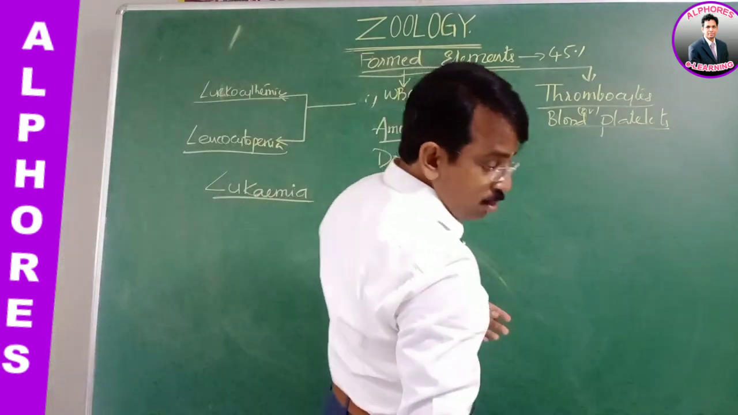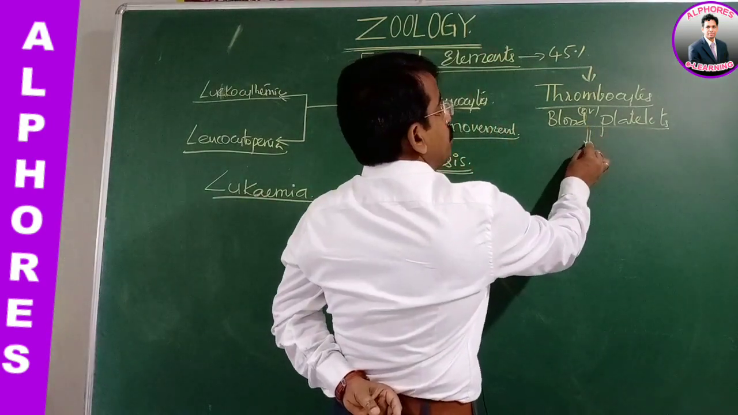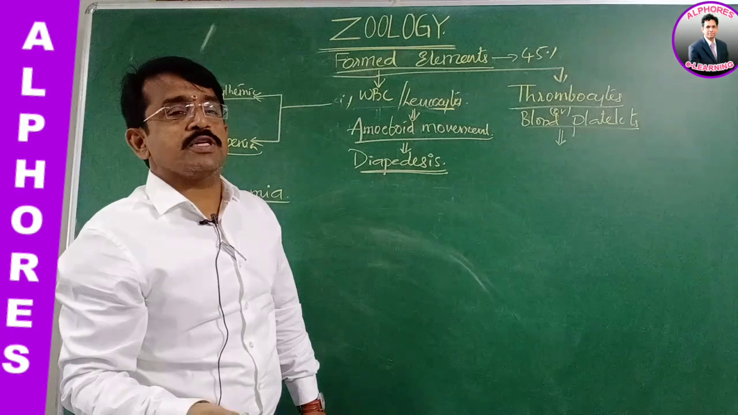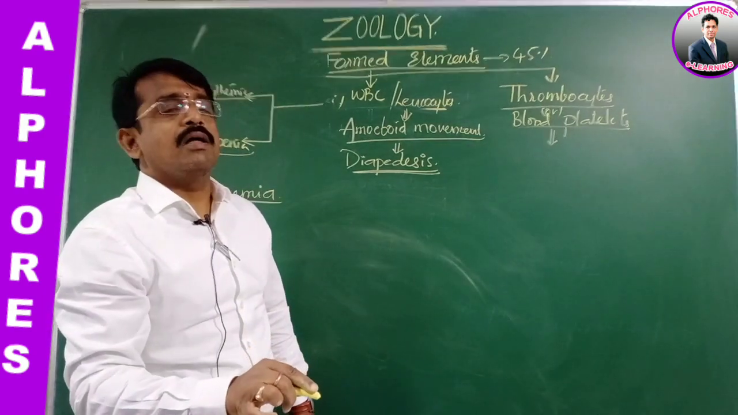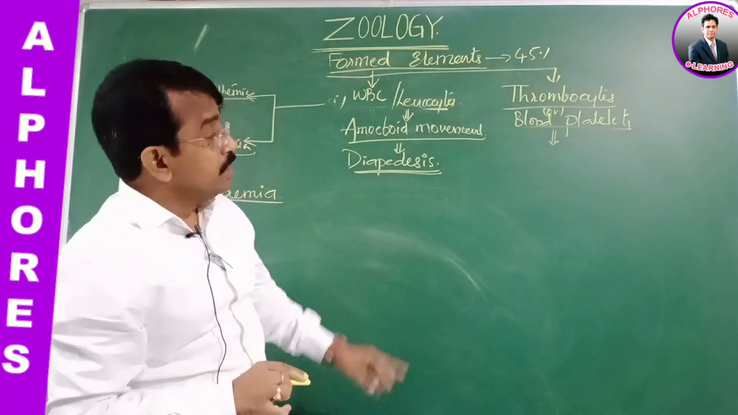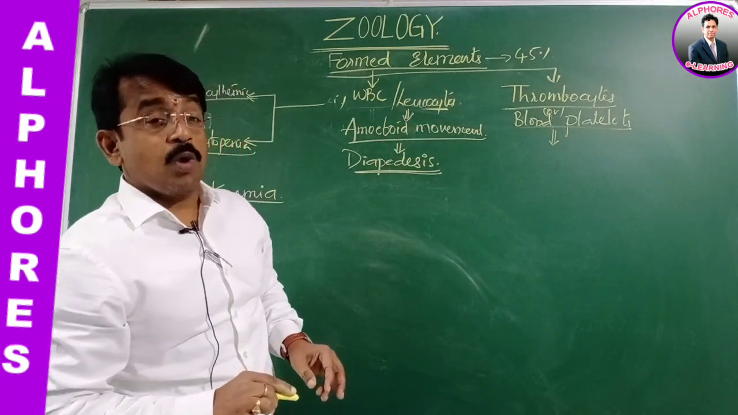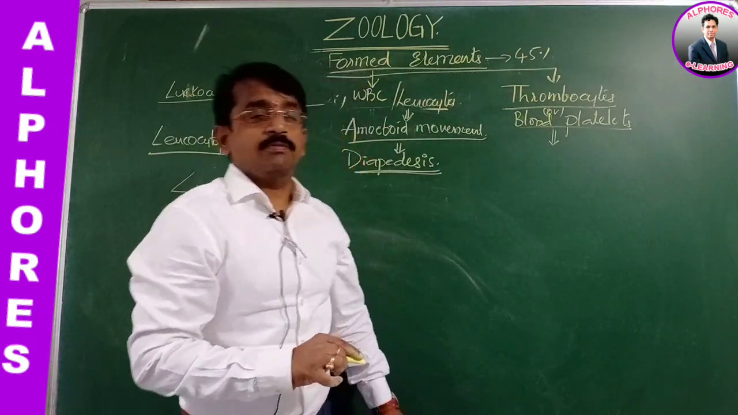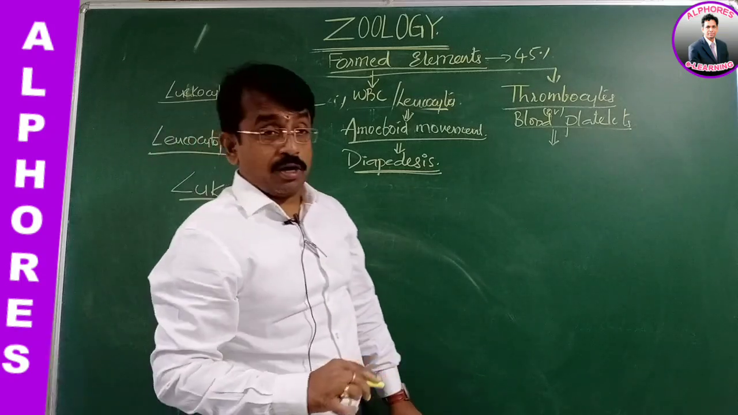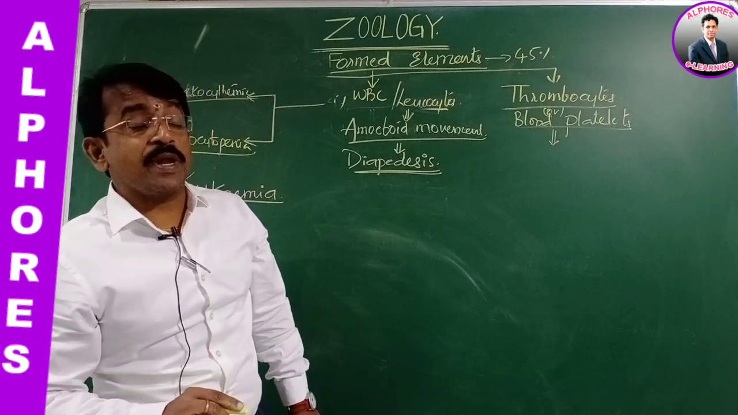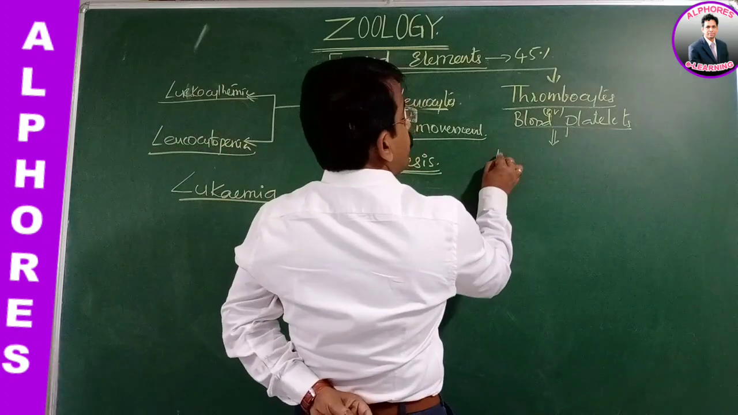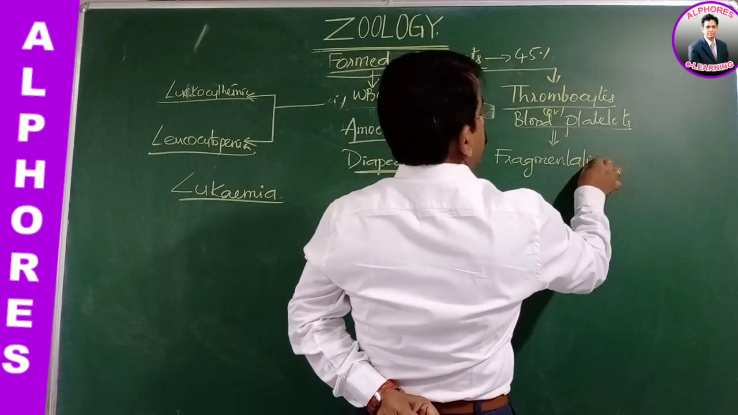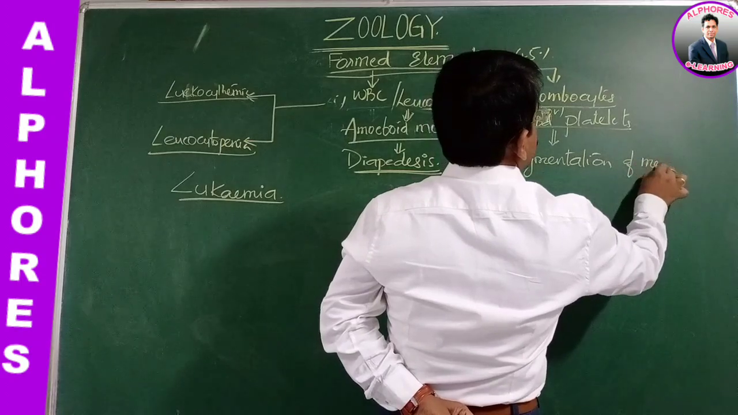Next, the thrombocytes or blood platelets. The production of thrombocytes is thrombocythemia. A decrease in number is thrombocytopenia. Generally, thrombocytes are 1.5 to 2.5 lakhs in number per cubic millimeter. And these are produced when injury takes place, by the fragmentation of megakaryocytes.